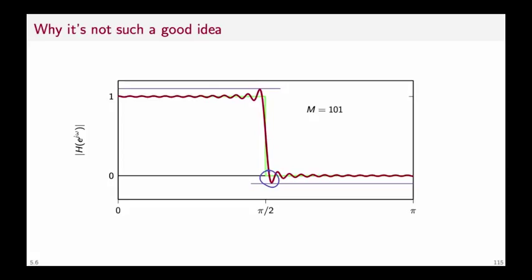We can try and push the number of points even higher, and we see that even for 300 points, the maximum error around omega c is always of the same amplitude.